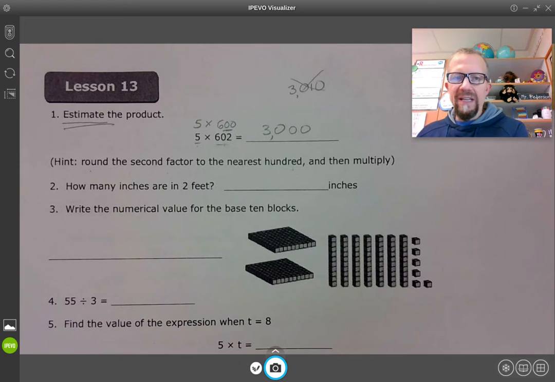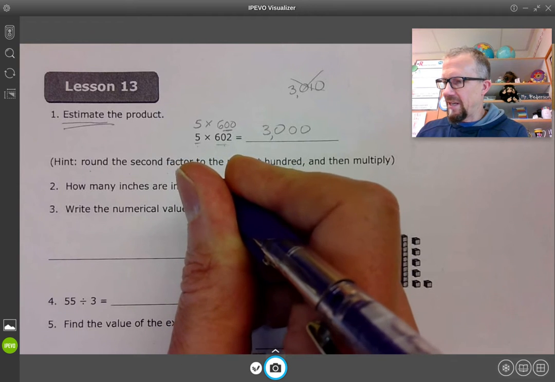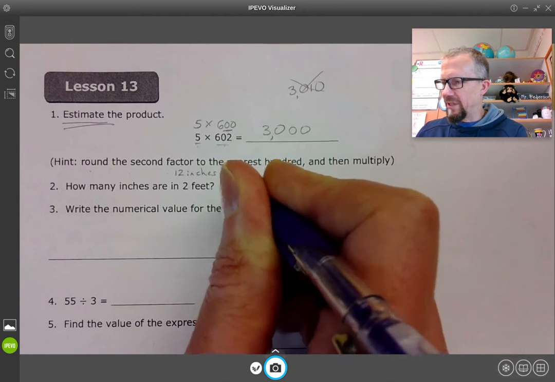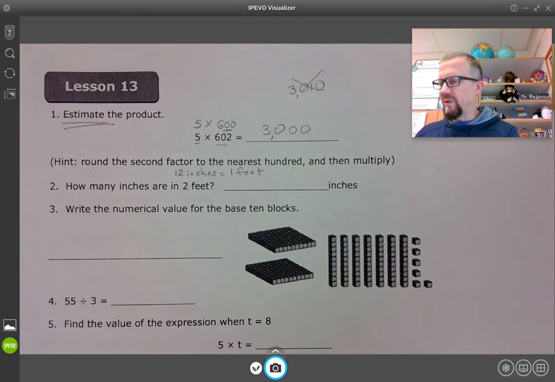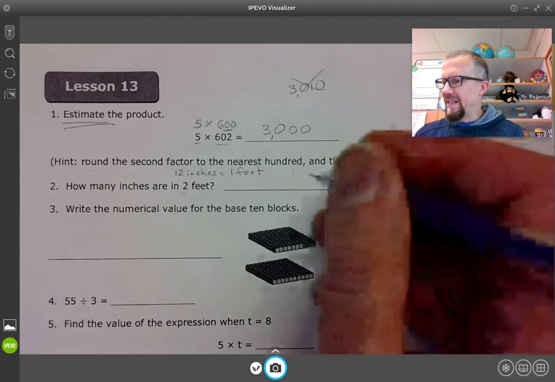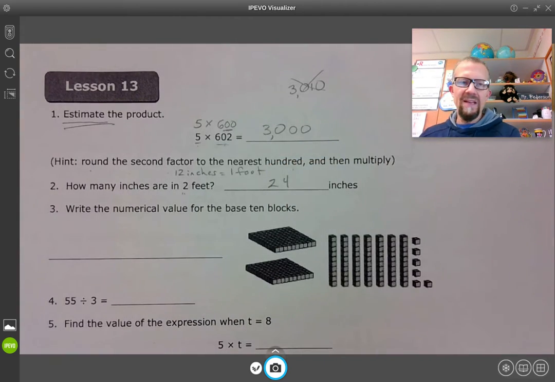Number two, how many inches are in 2 feet? So we have to know that there are 12 inches in 1 foot. And once you remember that there are 12 inches in a foot, well, you just have to double it because there's 2 of these feet. So 2 12s is 24.